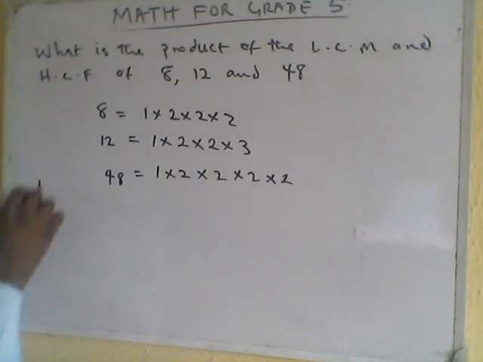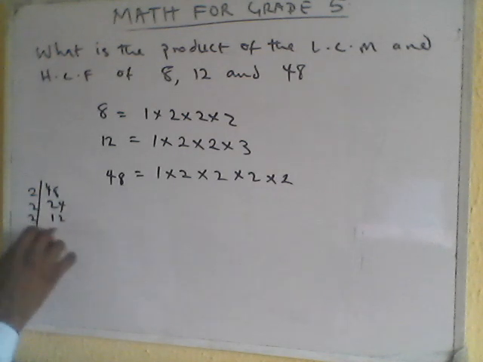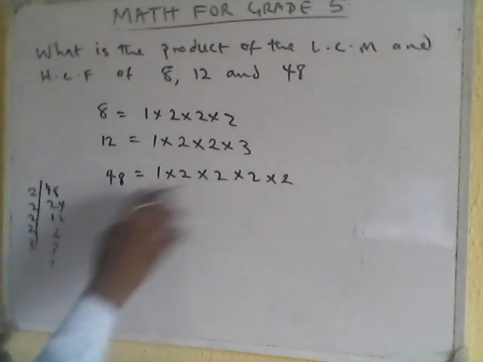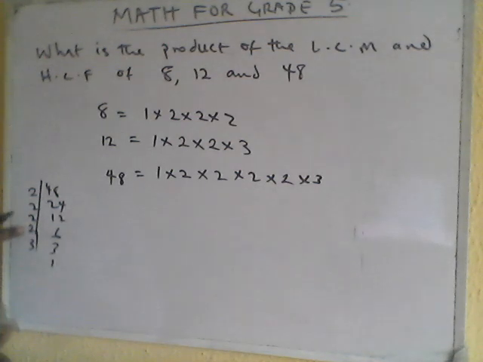Okay, for 48, let me just get the factors. 2, 24, 2, 12, 2, 6, 2, 3, 3, 1. So 2 times 2 is 4, 4 times 2 is 8, 8 times 2 is 16, 16 times 3 is 48. Yes, I'm correct.